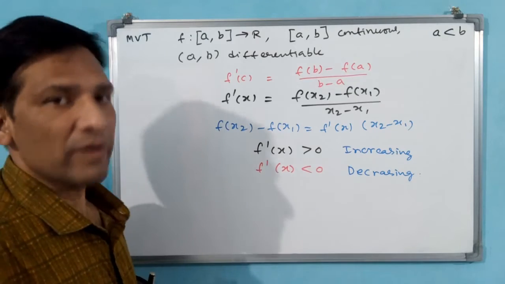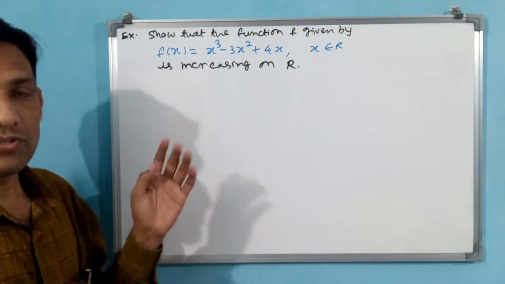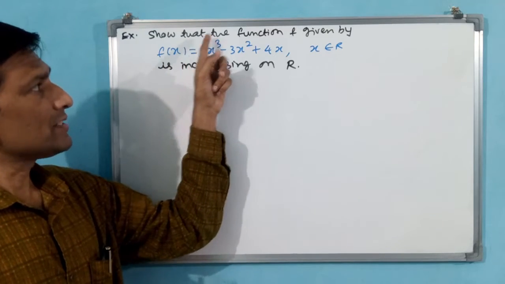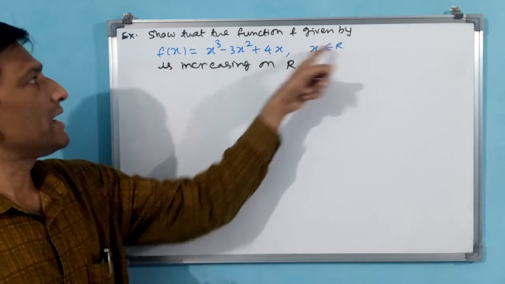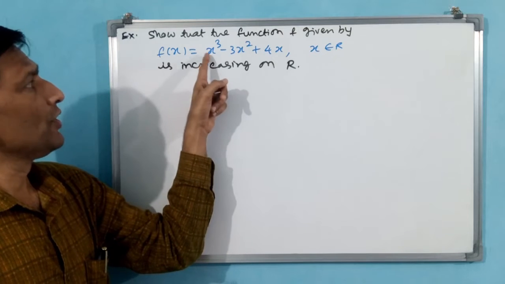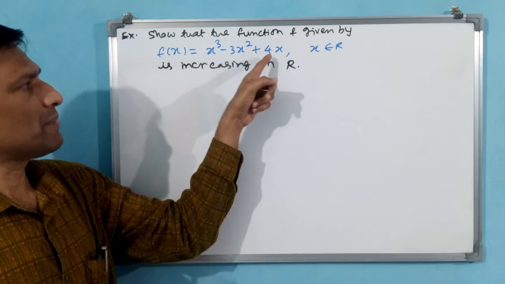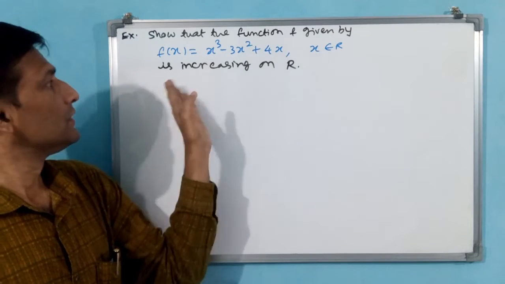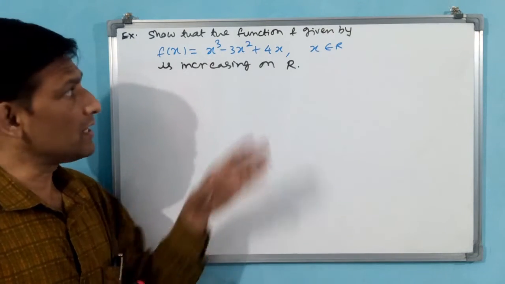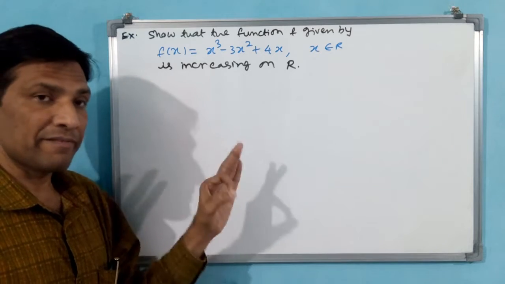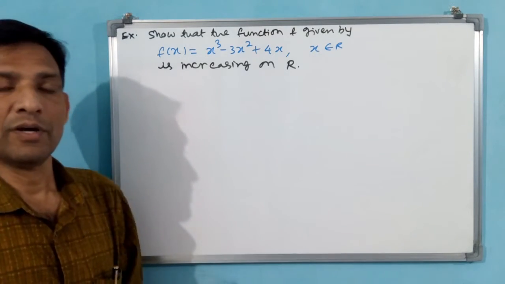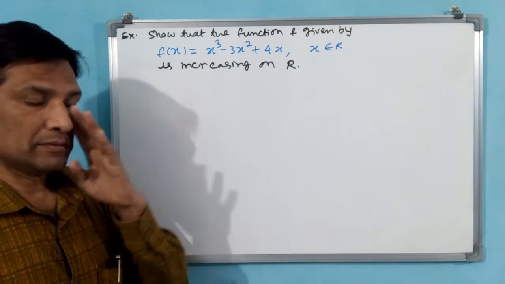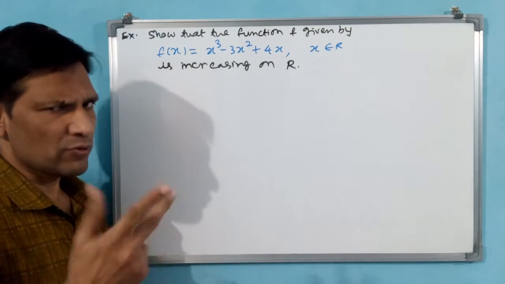Okay. Let us go for one example. Okay, see this example. First of all, understand the question. Show that the function f given by f of x is equal to x cube minus 3x square plus 4x, where x belongs to R, is increasing on R. Increasing on R means there is no interval. That means for every value it should be increasing. Minus value, negative value, positive value, at 0, all. That means increasing means you have to take 2 values normally.